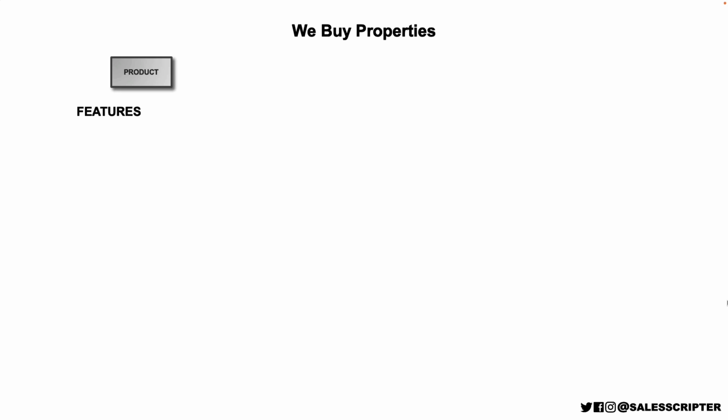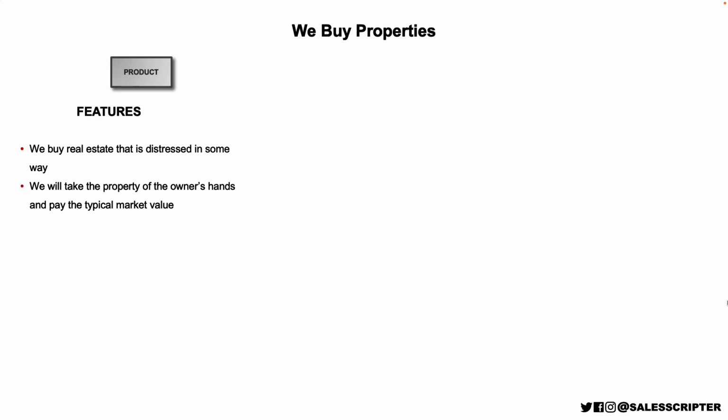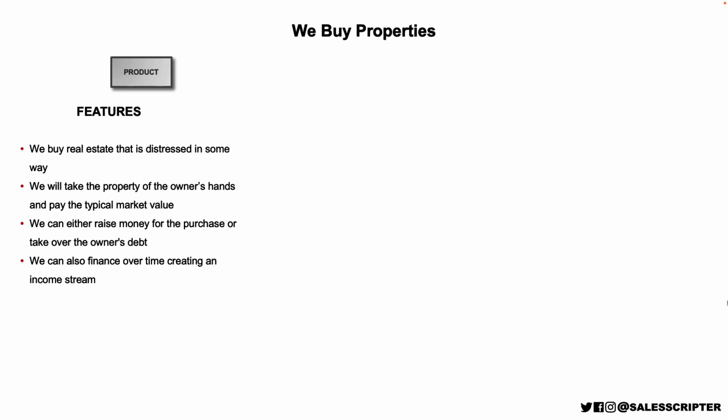The features of this product are that we will buy real estate that is distressed in some way, and we will take that property off the owner's hands and pay the typical market value. We can either raise money and pay the owner outright, or we can take over the owner's debt. We can also finance this over time, creating an income stream to the owner.